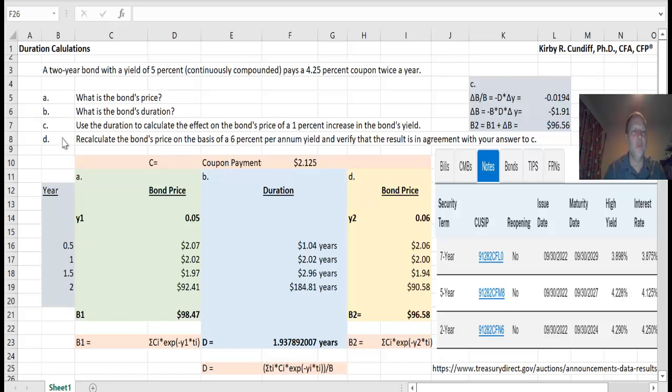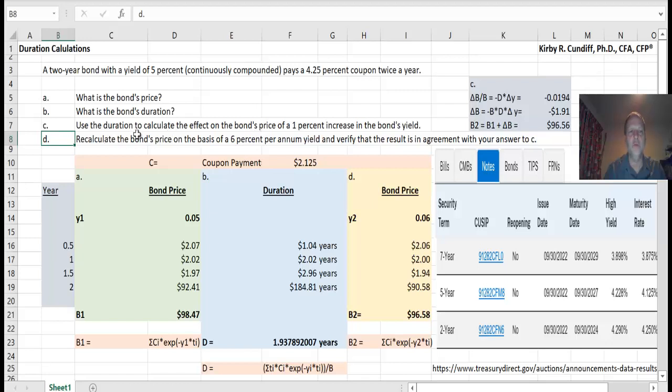We will ask the following questions, our assignments related to the note, our bond. A, what is the bond's price? B, what is the bond's duration? C, use the duration to calculate the effect on the bond's price of a 1% increase in the bond's yield. And D, recalculate the bond's price on the basis of a 6% per annum yield and verify that the result is in agreement with C.